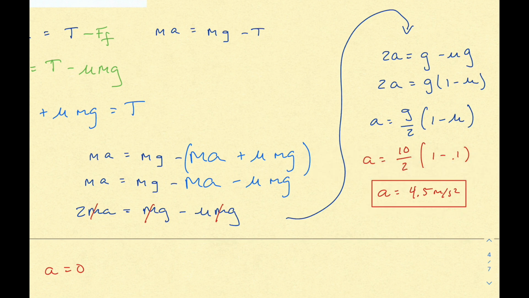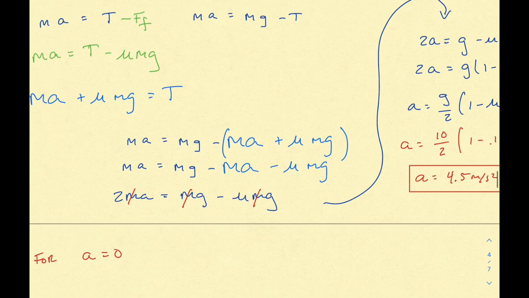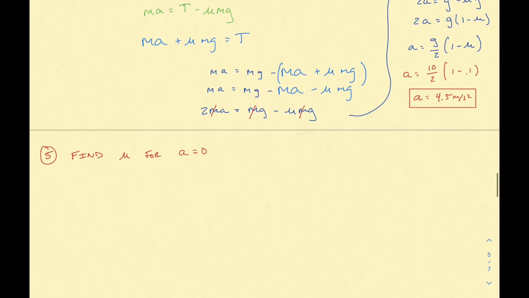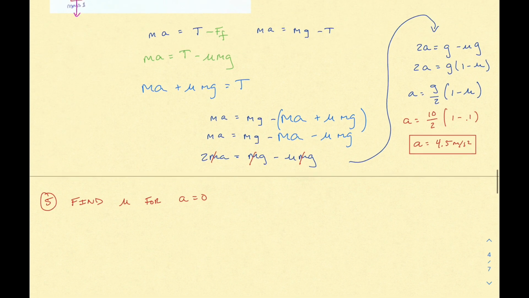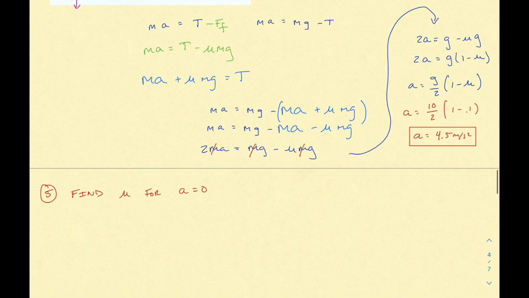You can box that up all nice and neat. But we did it mostly algebraically. Okie dokie. Now, number 5, which is conveniently right here: find mu for the acceleration being equal to 0. All right, so we need to see what that looks like.